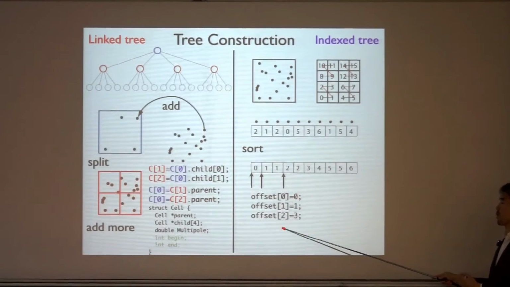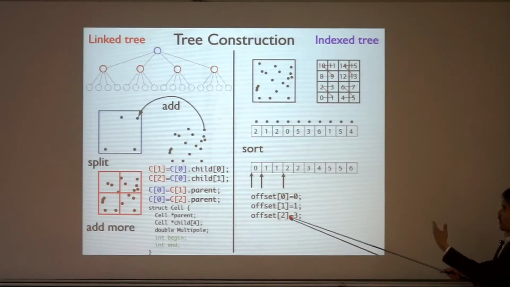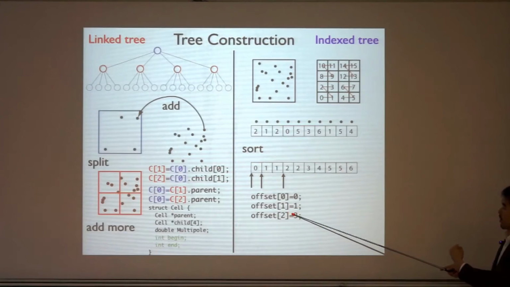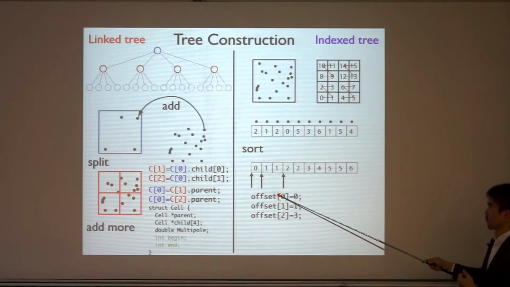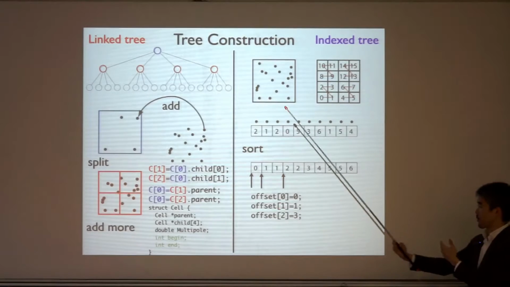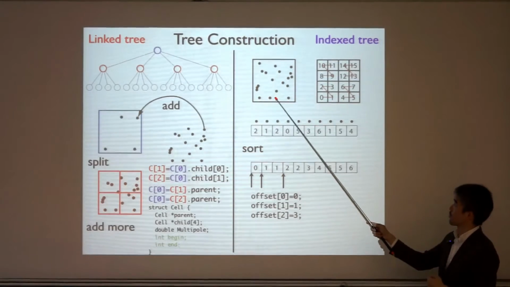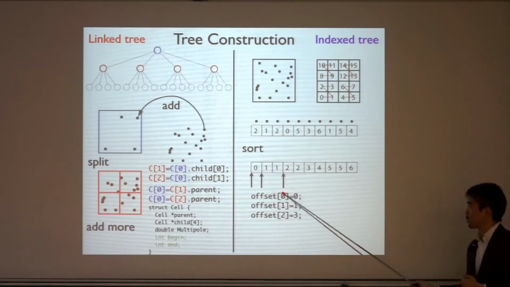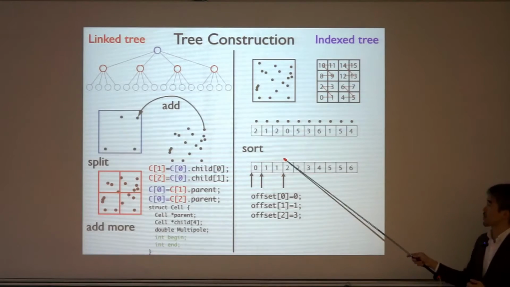Because the offset of the third box is right after the end of the second box. So these numbers can be used as the start point and end point of the bodies, the particles that you want to access. So the key was this sorting part.